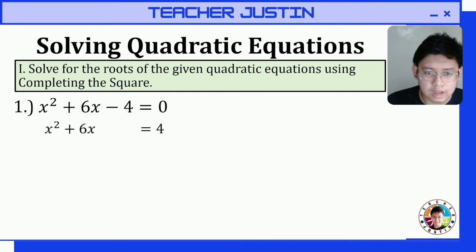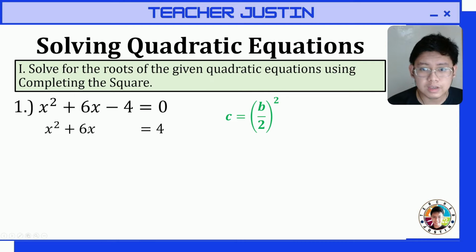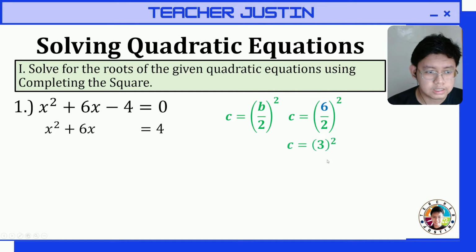After natin i-isolate yung ating constant term, we have to make sure that the numerical coefficient of our x squared is equal to 1. So kung 1 yan, let's proceed to the next step, which is we have to perform completing the square. And sa completing the square, gagamit tayo ng formula that is c is equal to the square quantity of b over 2, wherein b is the middle term, which is yung coefficient ni x. Okay? So, yung coefficient ni x dito is 6. So, we will substitute b with 6. Then, let's simplify this. 6 divided by 2 is 3. And 3 squared is equal to 9.